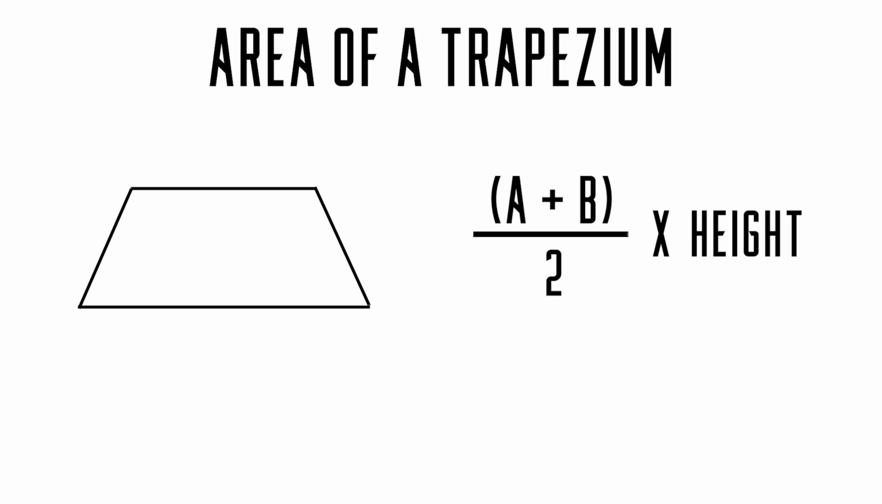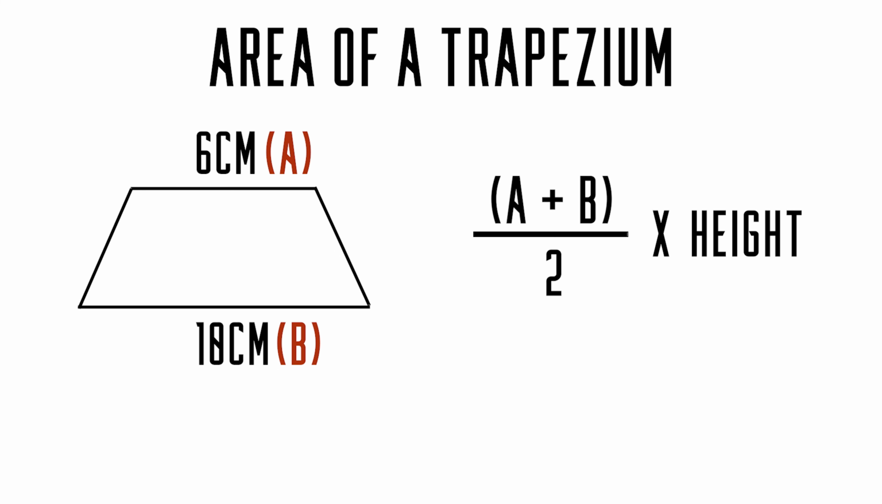We will call the top edge of the trapezium A and the base B. Our top edge, A here, is 6 cm and our base, B here, is 10 cm. Our perpendicular height is 3 cm. Firstly, we add 6 and 10 together to make 16, and then we divide by 2, which leaves 8. And lastly, we multiply this by the perpendicular height of 3, and we have an area of 24 cm squared.